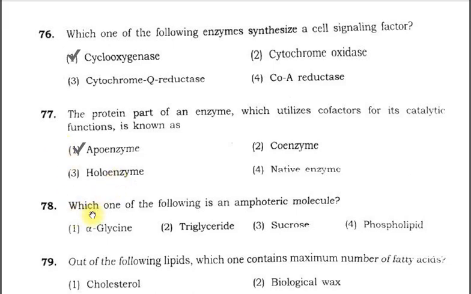Question number 78. Which one of the following is an amphoteric molecule? Number 1, alpha glycine. Number 2, triglyceraldehyde. Number 3, sucrose. Number 4, phospholipid. And the correct answer is option number 1, alpha glycine. Alpha glycine is an amino acid, and amino acids are amphoteric because they can be either negatively or positively charged depending upon the pH of the solution.